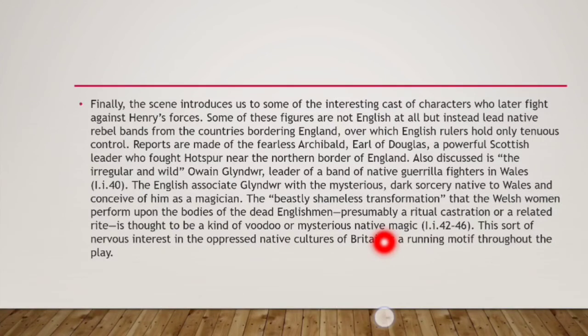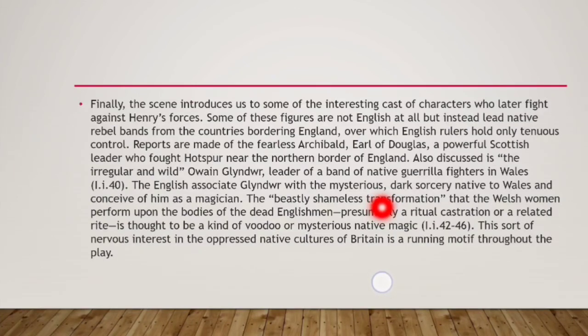This sort of nervous interest in the oppressed native cultures of Britain is a running motif throughout the play. And throughout the play, England is portrayed as the civilized nation, and all the other neighboring states going against Britain are portrayed as barbaric, and that is why there is a reference to how Welsh women mutilate the bodies of English knights or soldiers. So here again the Welsh women are portrayed as the other. They are portrayed as mysterious, like our Owain Glendower. They are portrayed as performing voodoo magic.